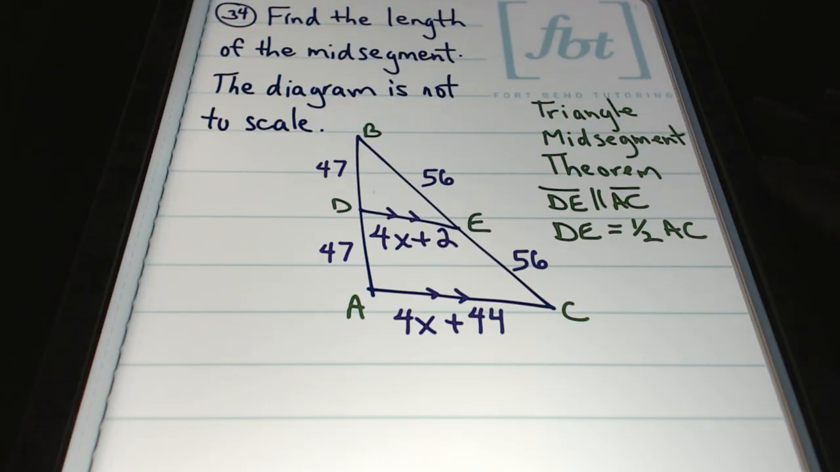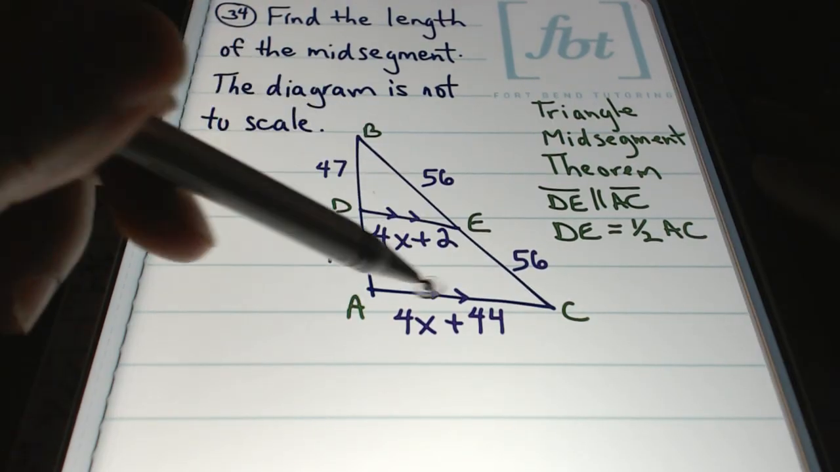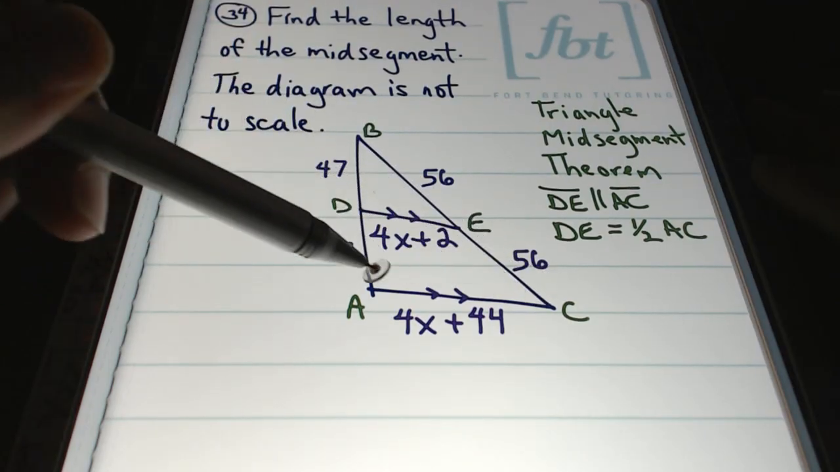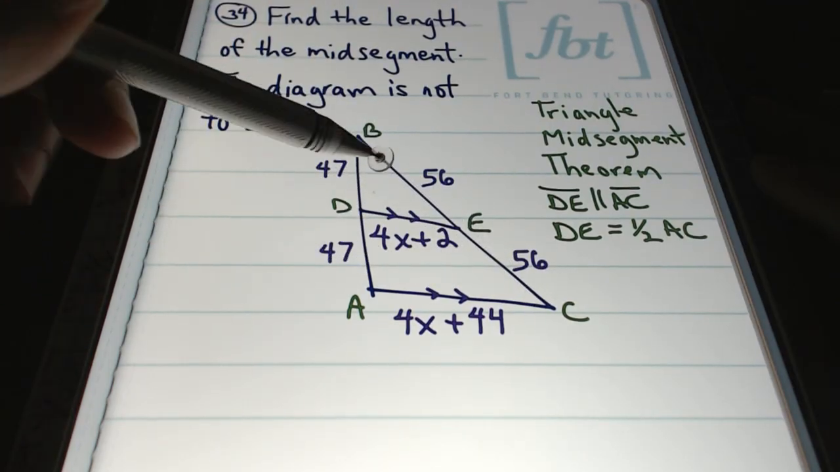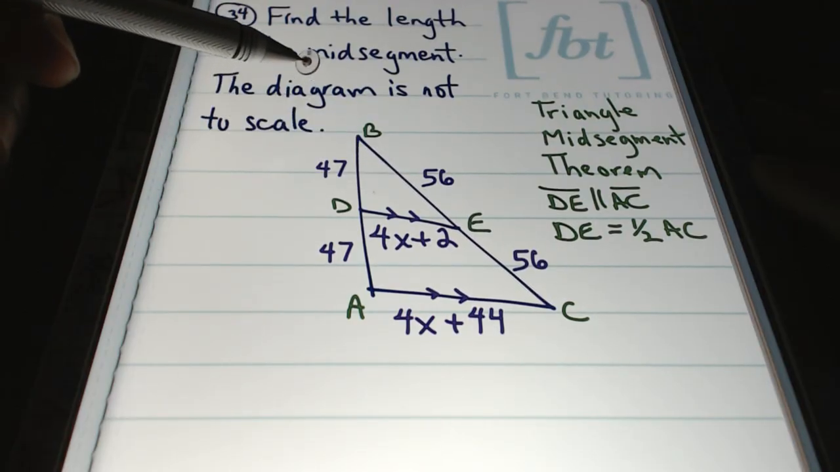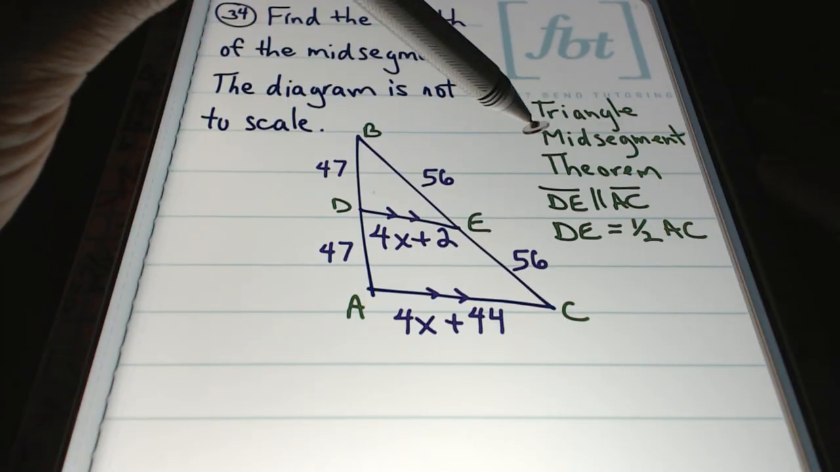Problem number 34. It says to find the length of the midsegment. Once again, the diagram is not to scale. So what we're looking at, guys, is a larger triangle, and two parallel line segments that in itself would create a smaller triangle within this, right? Okay, and we're going to keep in mind, guys, the triangle midsegment theorem.